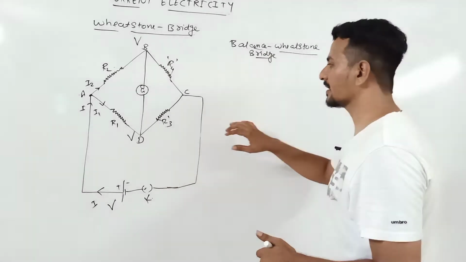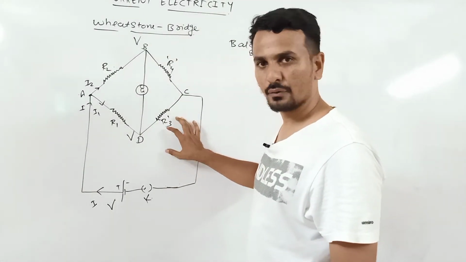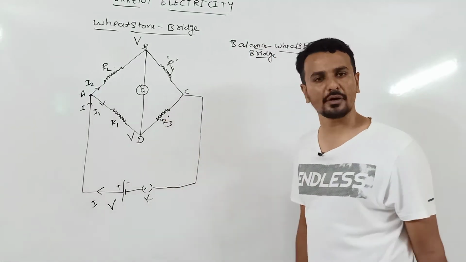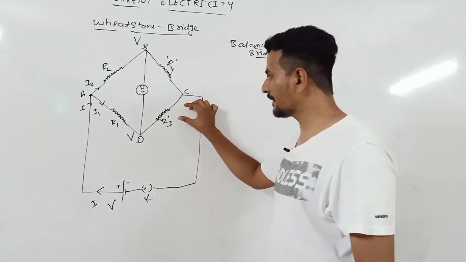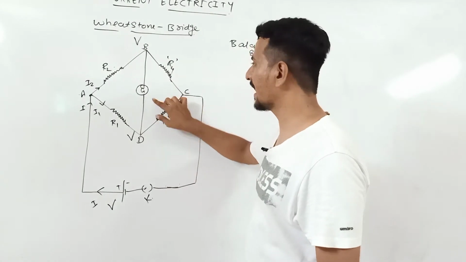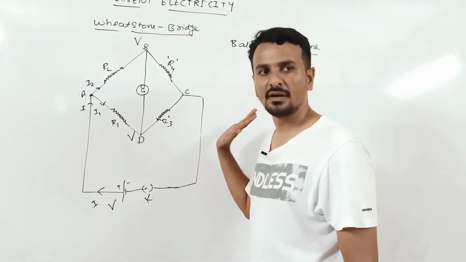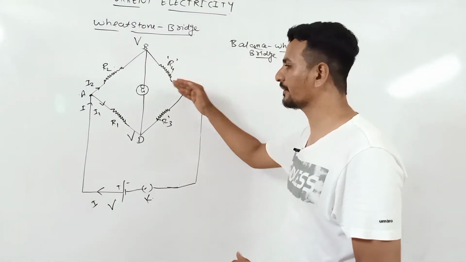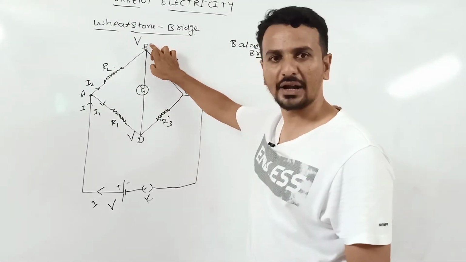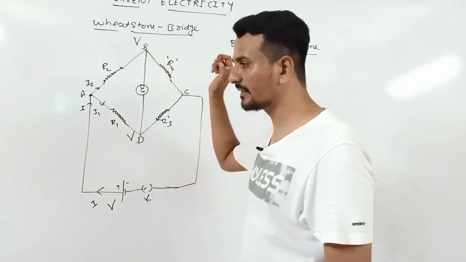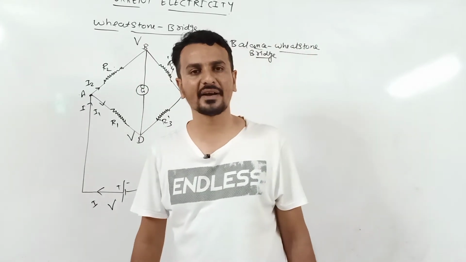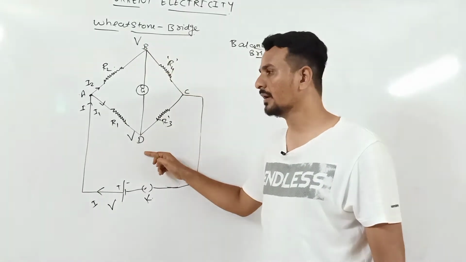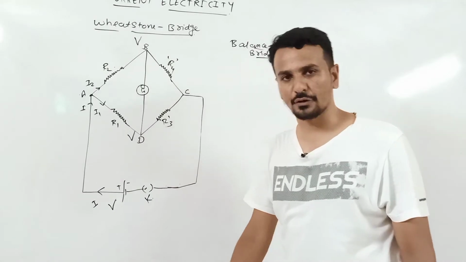Now, R3 is a variable resistance whose value can be changed and adjusted according to your requirement. So, adjust the value of R3 such that the galvanometer shows zero deflection. Galvanometer shows zero deflection only if the potential at point B and the potential at point D are equal. Current will flow only when there is a potential difference. If the potentials of points B and D are equal, the galvanometer will show zero deflection.